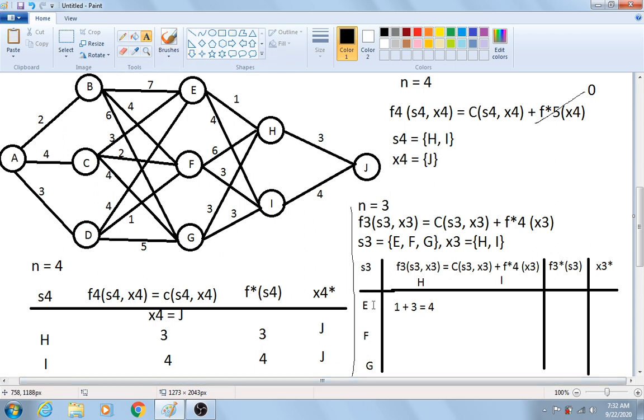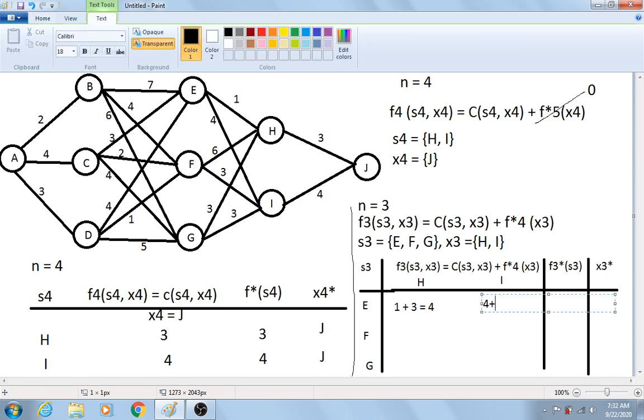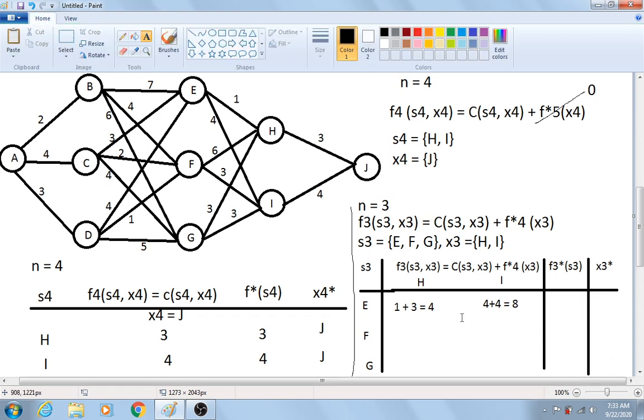Next, if we start at E and we want to go to I, from E to I, what is the cost? It is 4, right? 4 plus, if we are on stage number 4 and we start from I, what is the lowest cost? 4, right? So 4 plus 4, what is that? That is 8. Okay, so what is the minimum value between 4 and 8? That is 4. And this 4 is given by what? It is given by H.